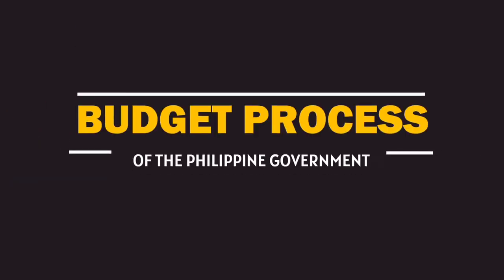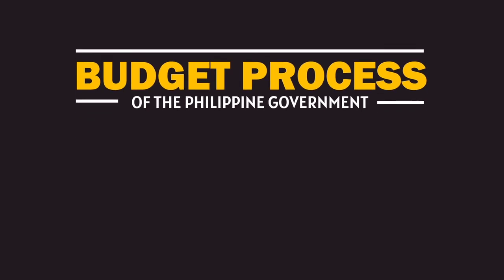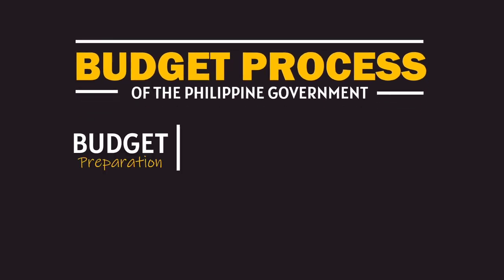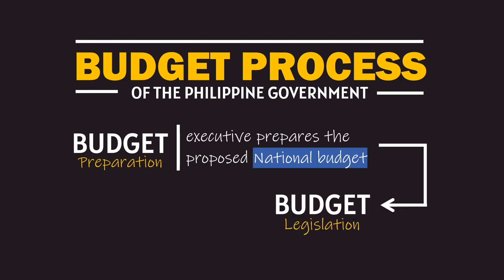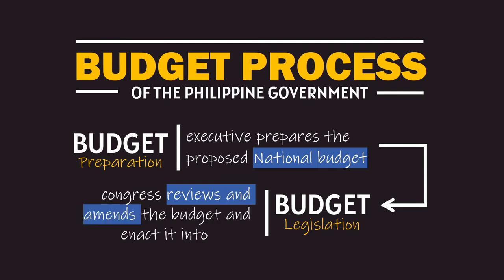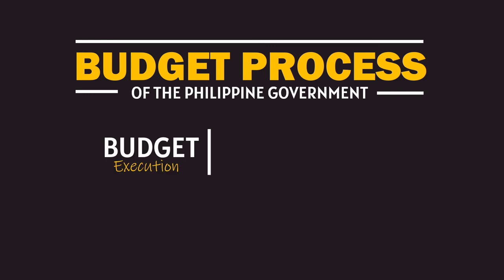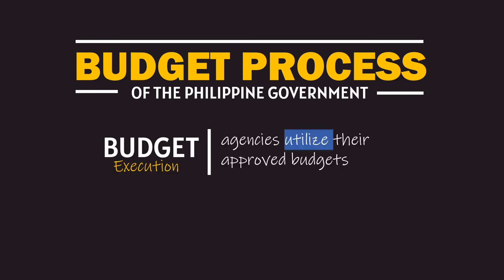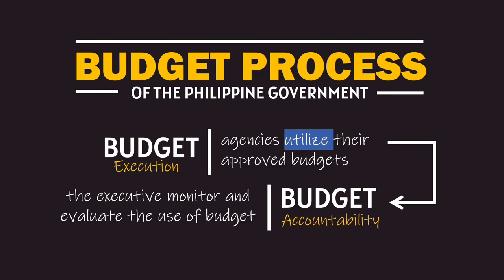Now let's talk about the budget process of the Philippine government. There are 4 phases in managing the budget process. First, budget preparation. The executive prepares the proposed national budget. Second, budget legislation. Congress reviews and amends the budget and enacts it into a law. Third, budget execution. Agencies utilize their approved budgets. Last, budget accountability. The executive monitors and evaluates the use of the budget.